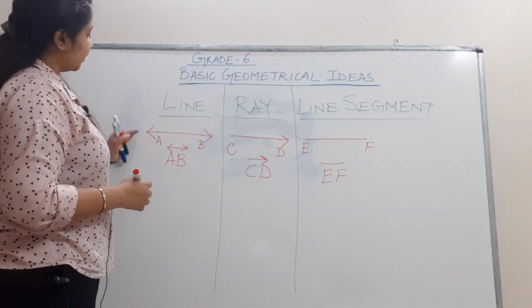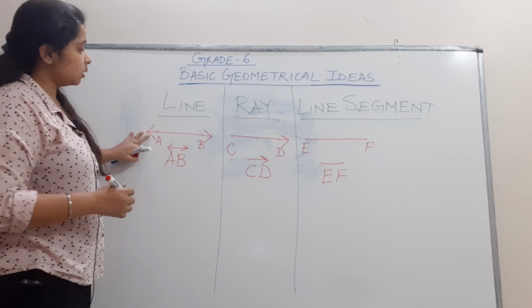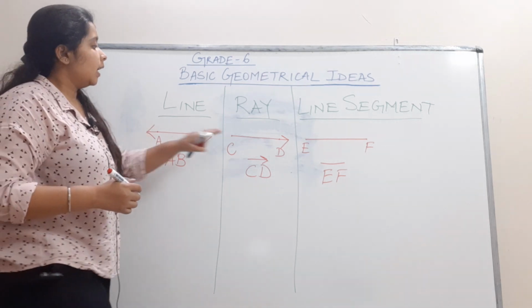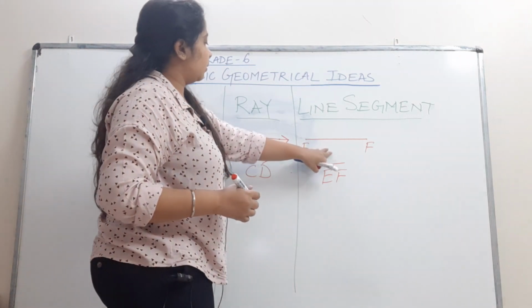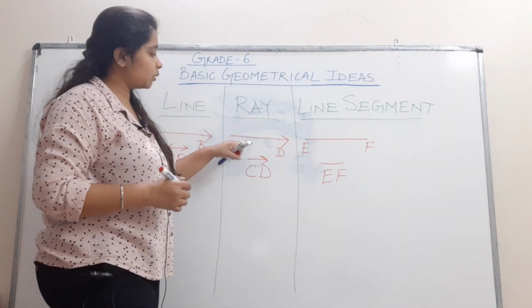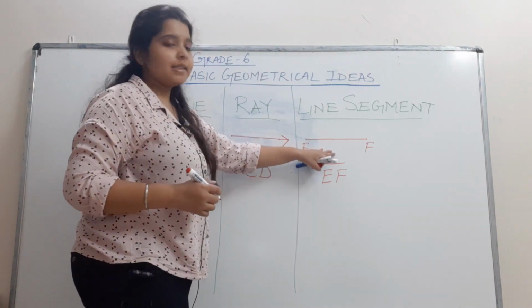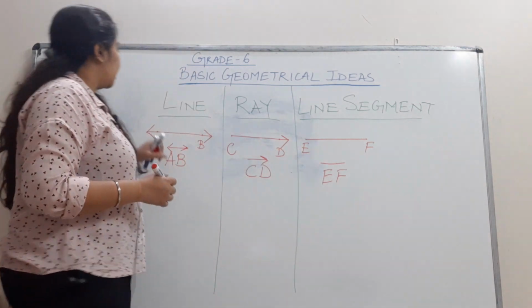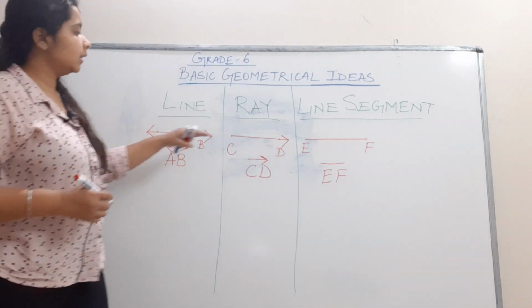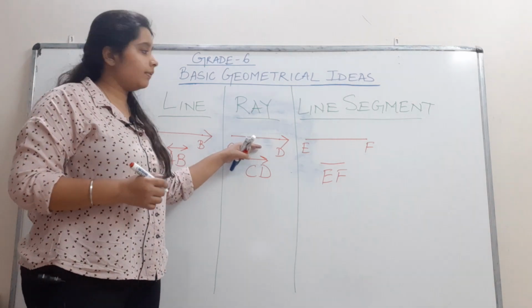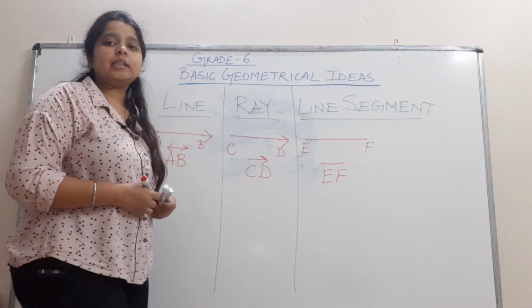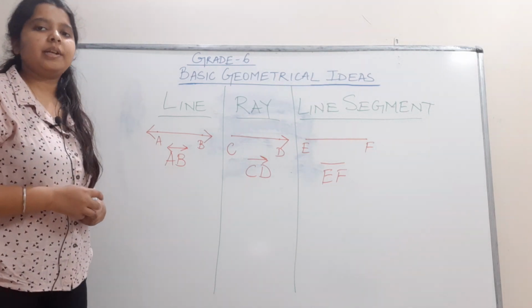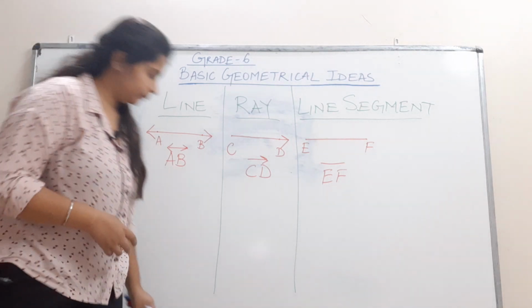Now, what is the difference? Basic difference: a line has no end points. A ray has one end point, and a line segment has two end points. A line does not have any definite length. A ray also does not have any definite length, while a line segment has a definite length. So this is the difference between these three types of lines.